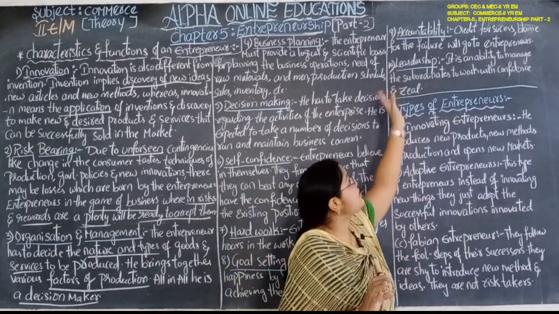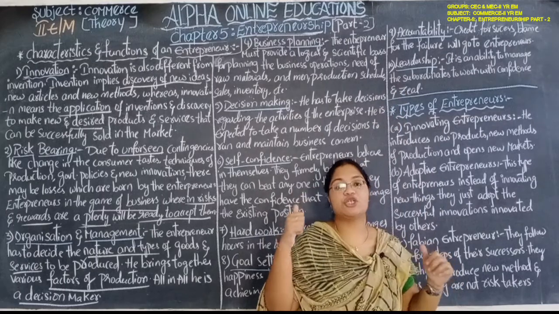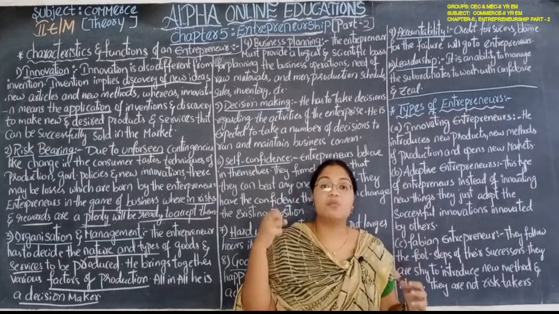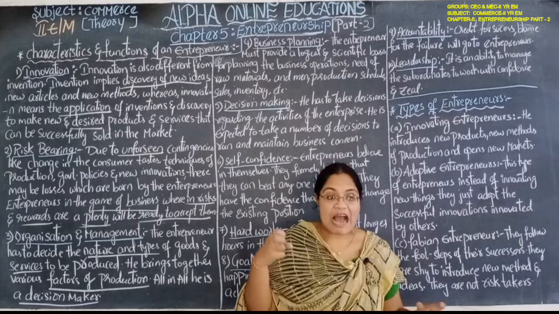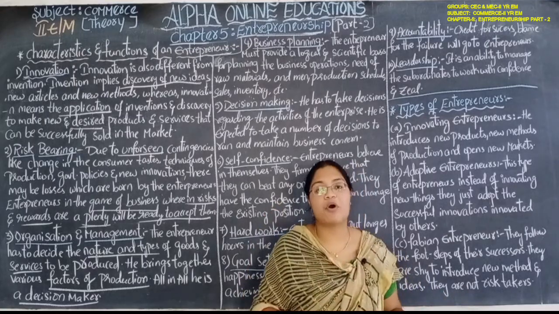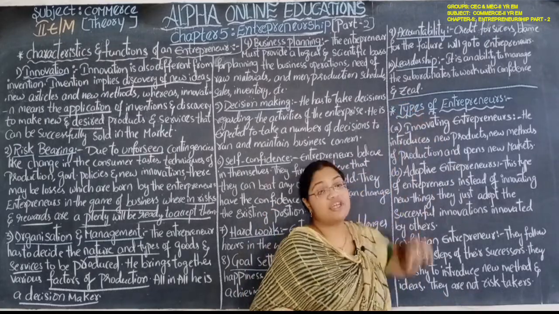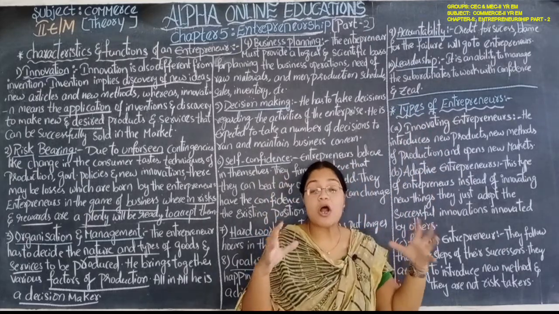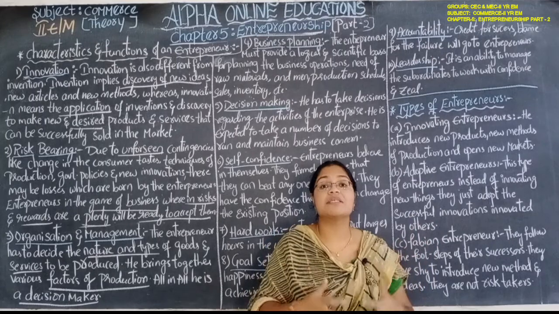Okay. Next, leadership. He should have the leadership capacity. He has to motivate his subordinates, boost his subordinates, and build confidence in his subordinates. Zeal means motivation. He has to motivate his subordinates. These are the things he has to do as a leader.